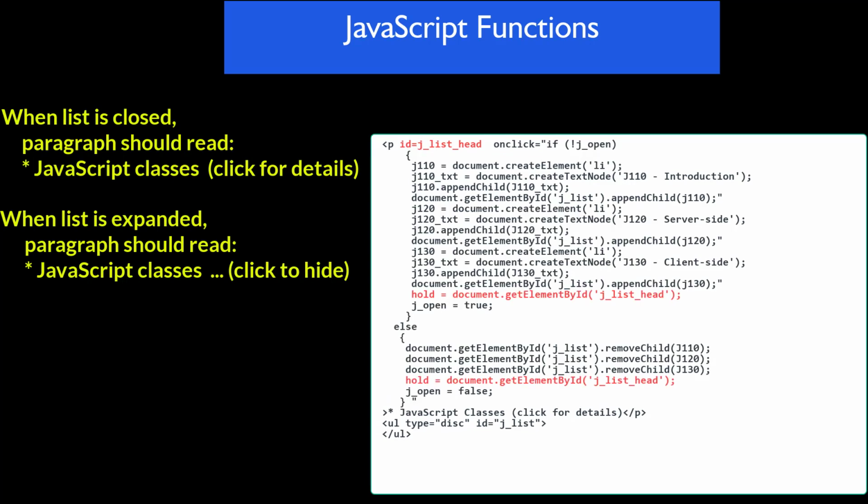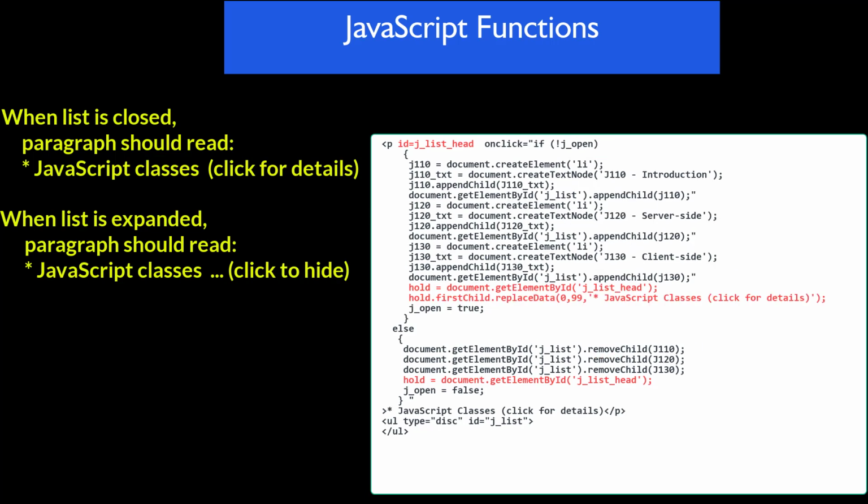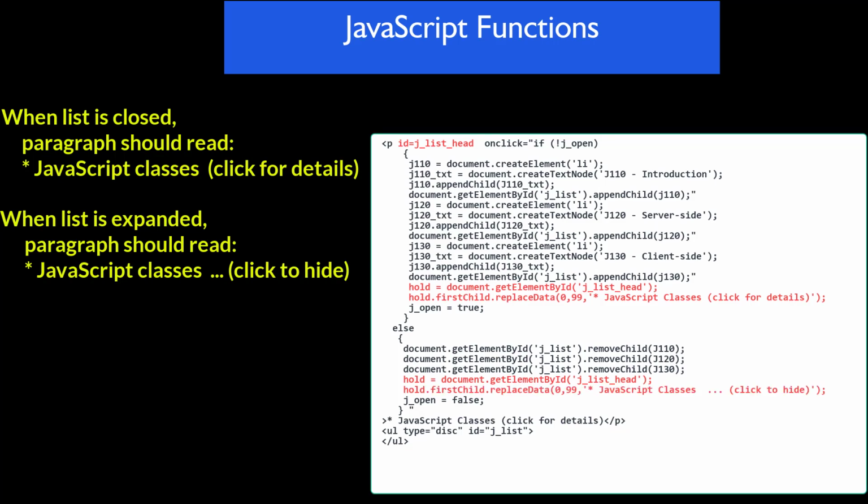Hold equals document.getElementById using the ID we just assigned to the paragraph. And you replace the data for the first child with the desired text. That is, hold.firstChild.replaceData, parenthesis 0, 99, and then the literal that you want to have for the title. Or hold.firstChild.replaceData 0 through 99, and the literal that you want to have when you want to indicate the list should be closed.